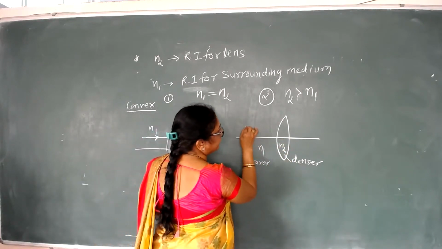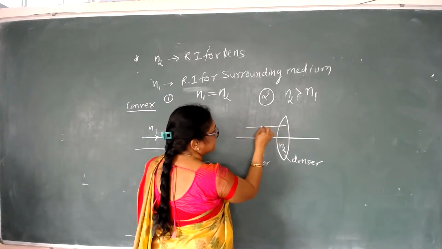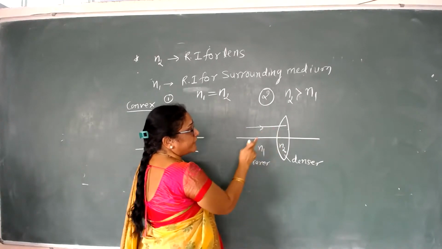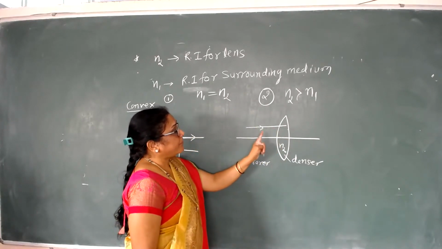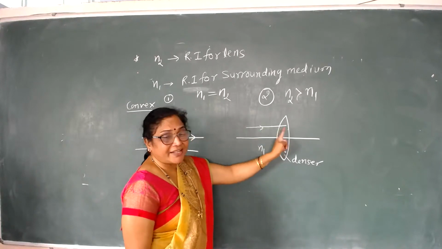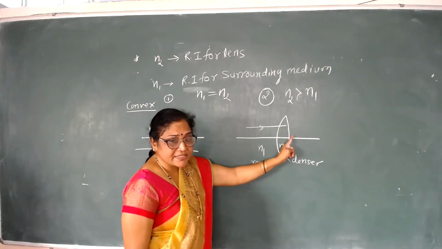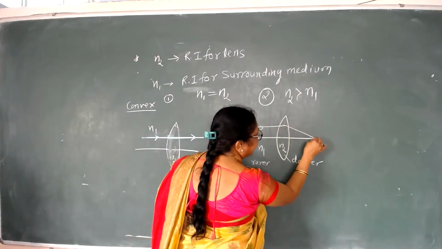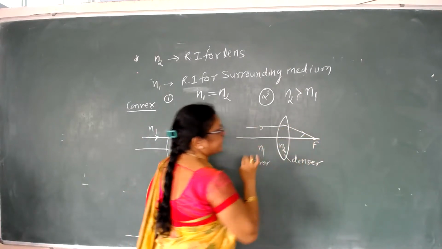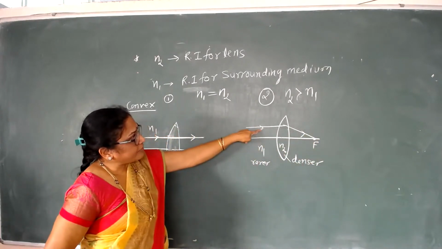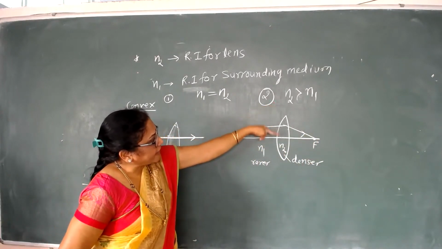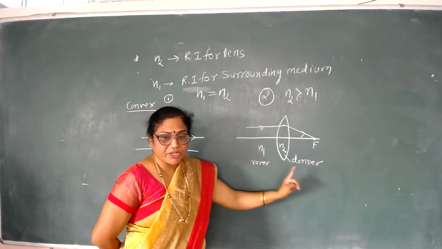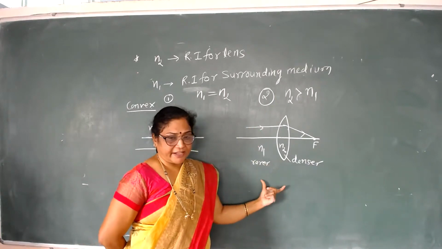See how the ray of light converges when it propagates parallel to the principal axis. This is an air medium and this is a denser medium. When the ray of light propagates from the air medium to the denser medium, it converges, meaning it bends towards the normal. So it converges at the principal focus. This is the ray diagram when N2 is greater than N1 and the ray propagates from the rarer medium to the denser medium.